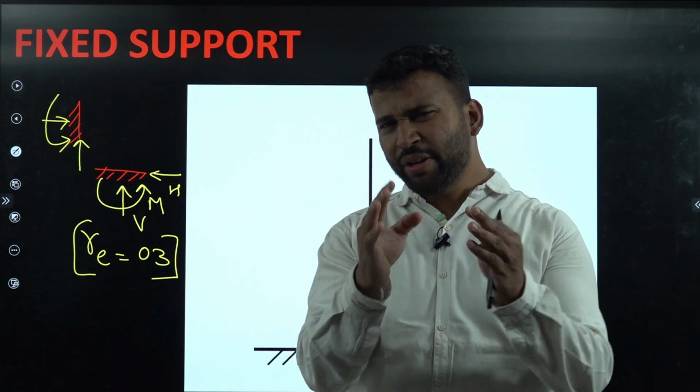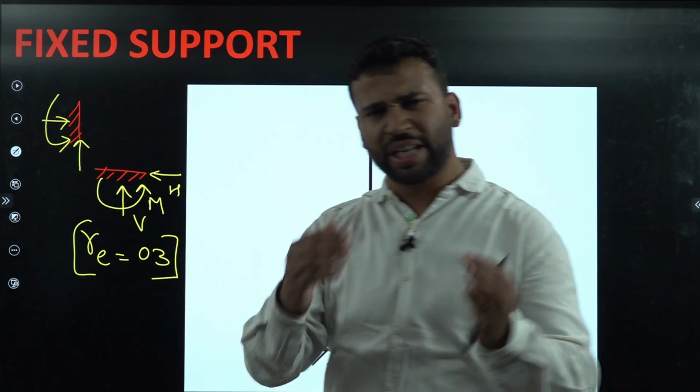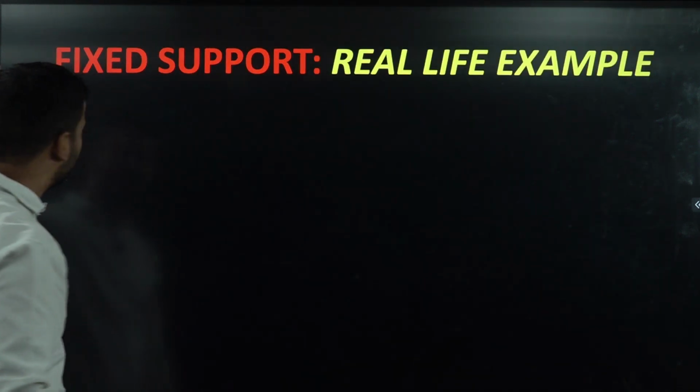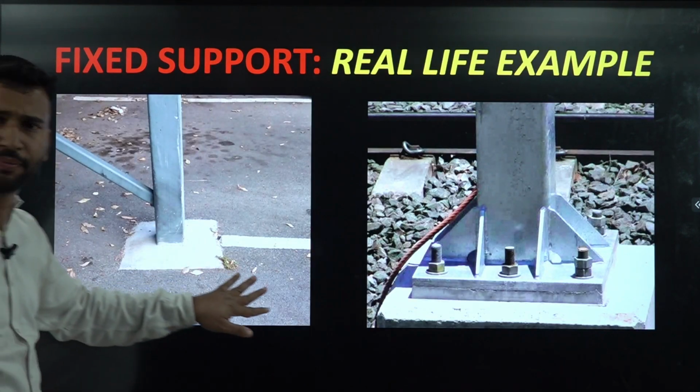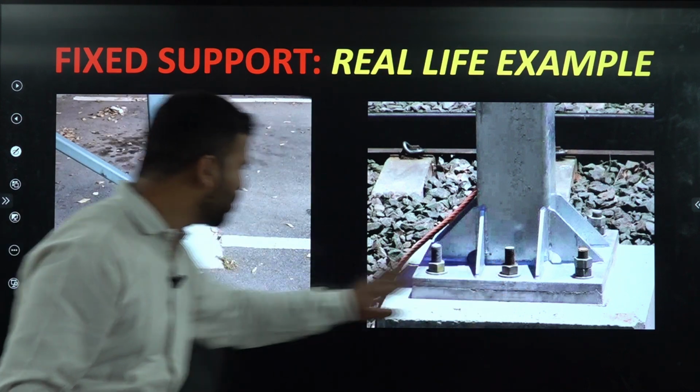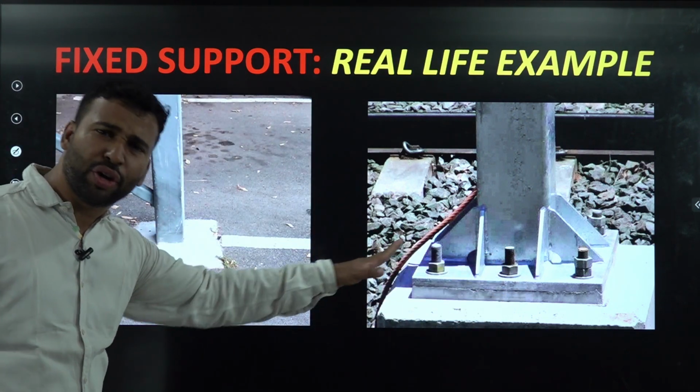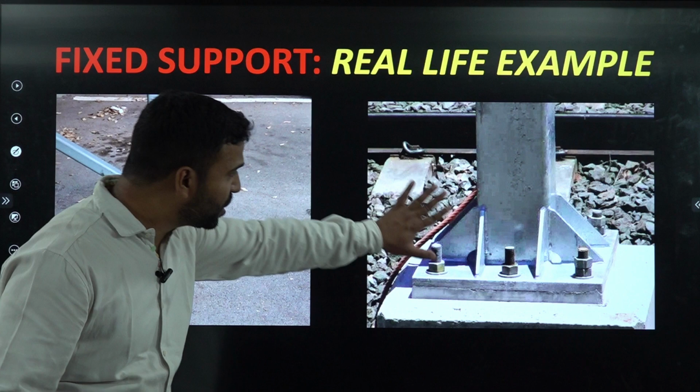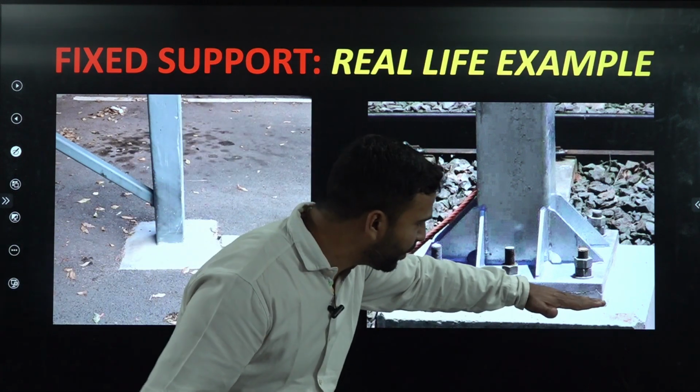So sir, can we see the practical examples of this? Yes, definitely. These are the practical examples of fixed support, students. You have seen these types of structures on a railway station or near a railway station. This is the fixed support. This is the fixed support.